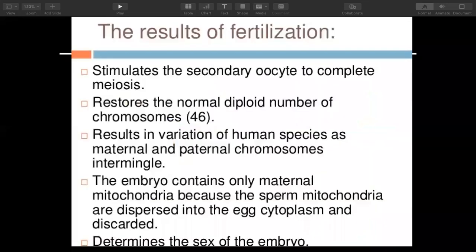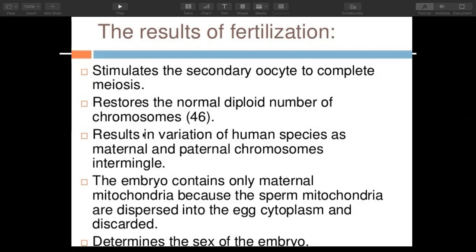Let us just quickly go through. The secondary oocyte is stimulated to complete the second meiotic division. This second meiotic division is completed only after fertilization takes place. Then the normal diploid number of chromosomes is restored, because the oocyte has 23 chromosomes and the sperm has 23 chromosomes. During fertilization, when the female and male pronucleus meet, we get restored the total diploid number of chromosomes, that is 46.